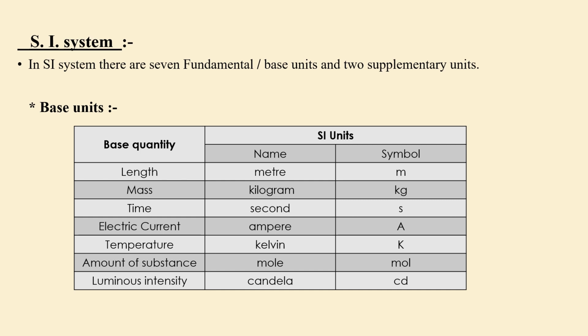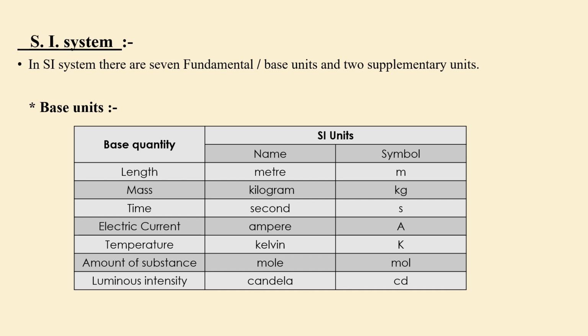Base units. Let's see the base quantity, SI unit name and symbols. Length. SI unit name is meter with symbol small m. Mass. SI unit name is kilogram with symbol kg. Time. SI unit name is second with symbol s. Electric current. SI unit name is ampere with symbol capital A.